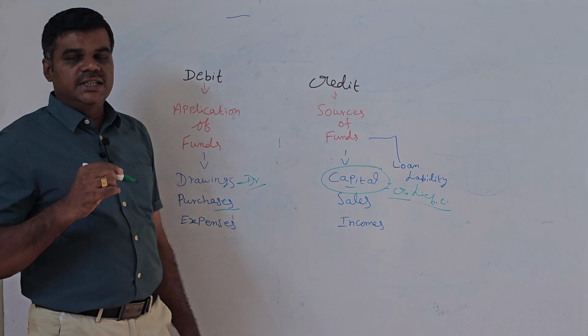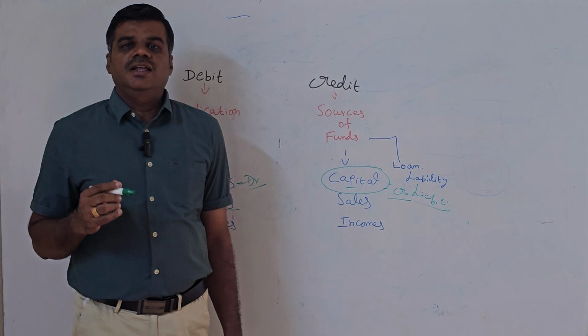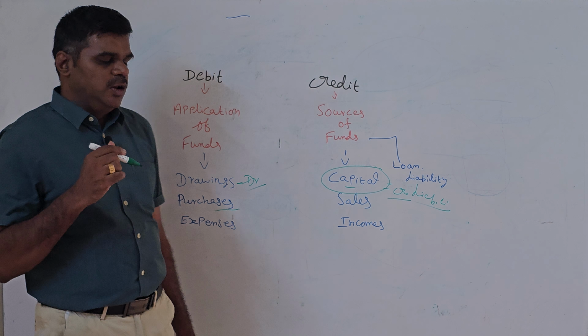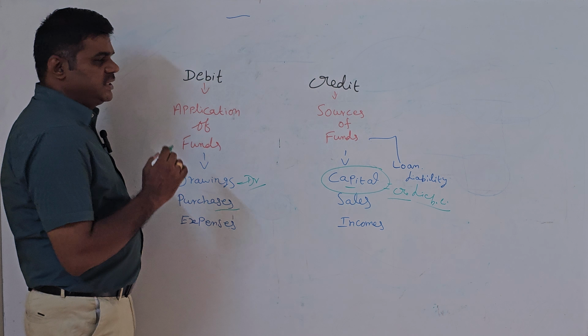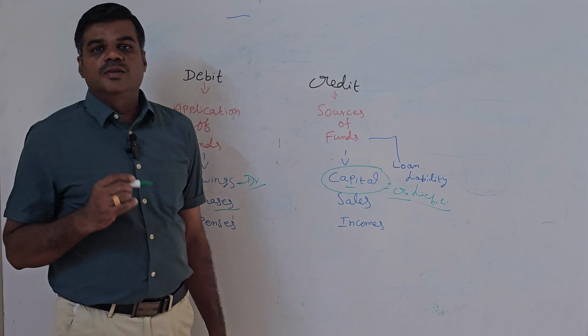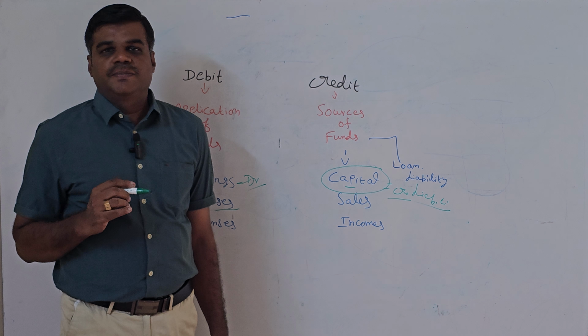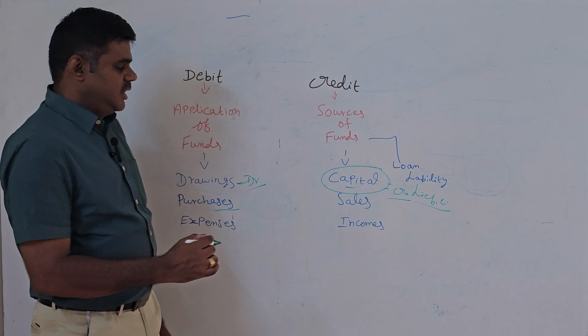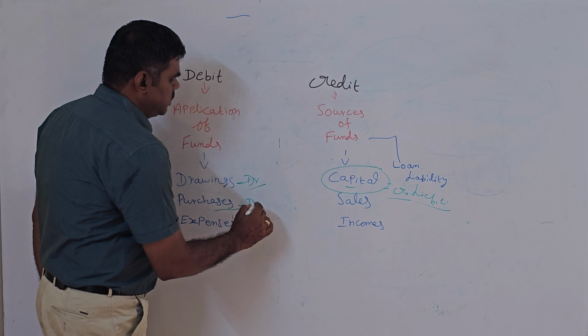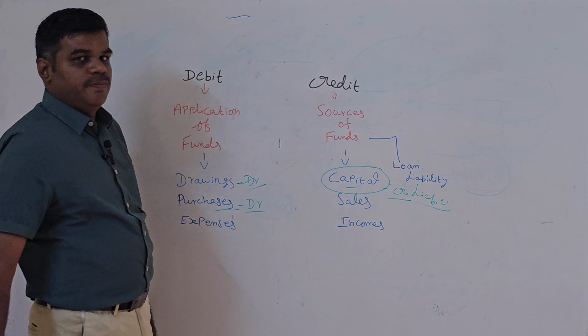Purchases: we are utilizing the sources. Whatever funds we have, with the help of that, we are purchasing something for our business to do sales. That's why purchases will always show a debit balance.